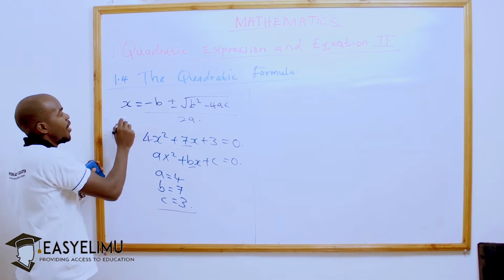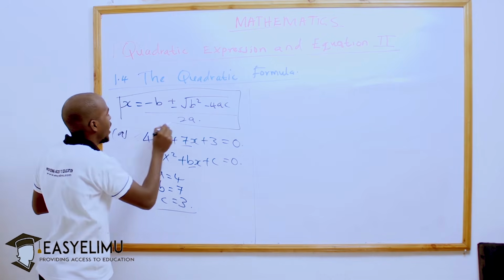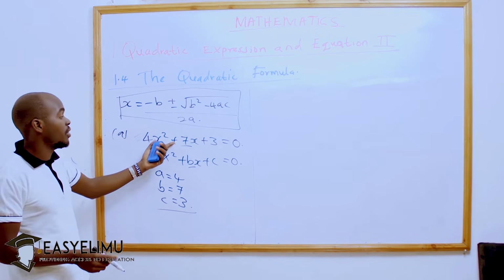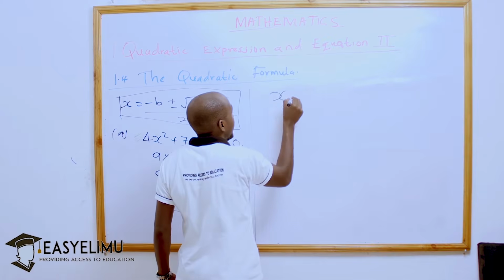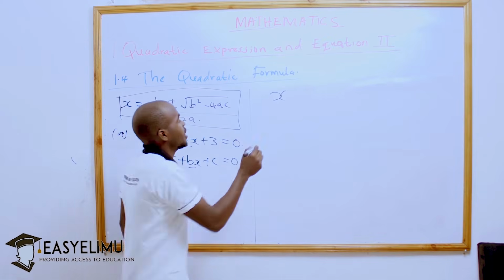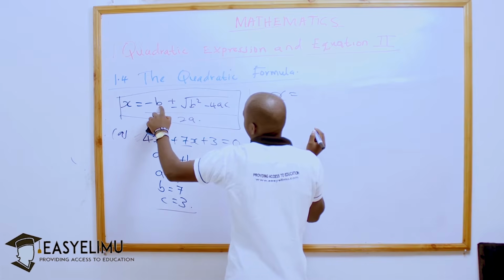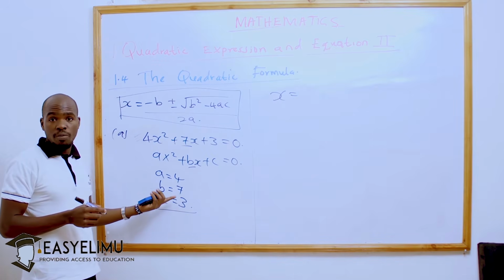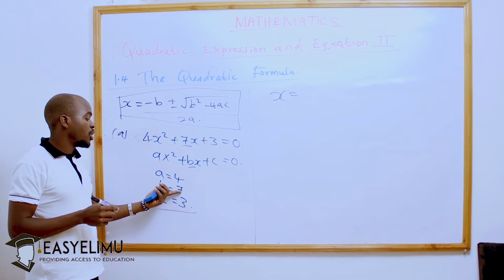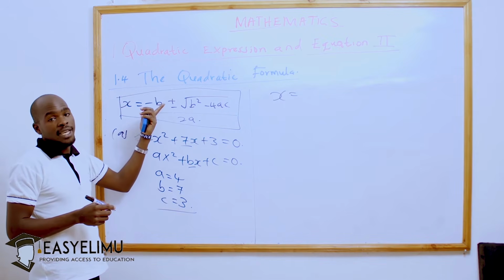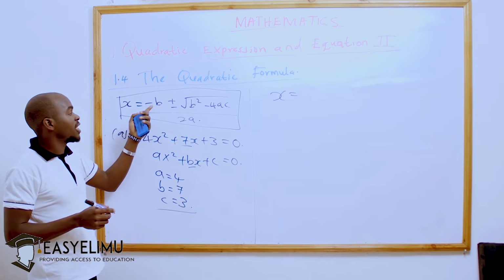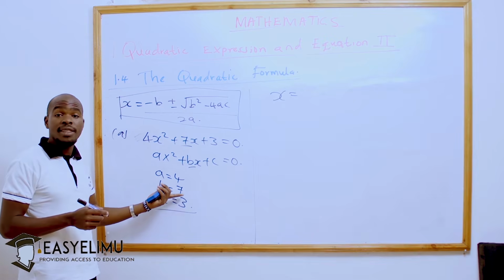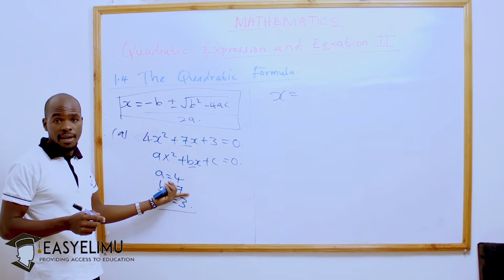Now we can use our quadratic formula to find the value of the variable x. We have negative b, but here b is positive 7. If it were negative, we would substitute the value of b and find negative negative 7, which would be positive. But for this case, b is positive 7.